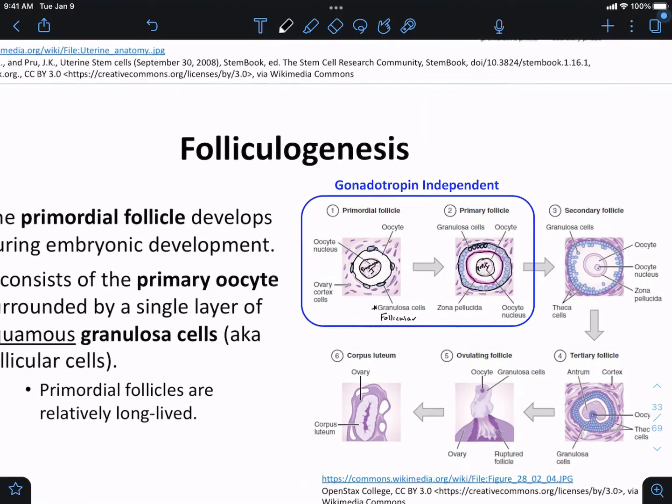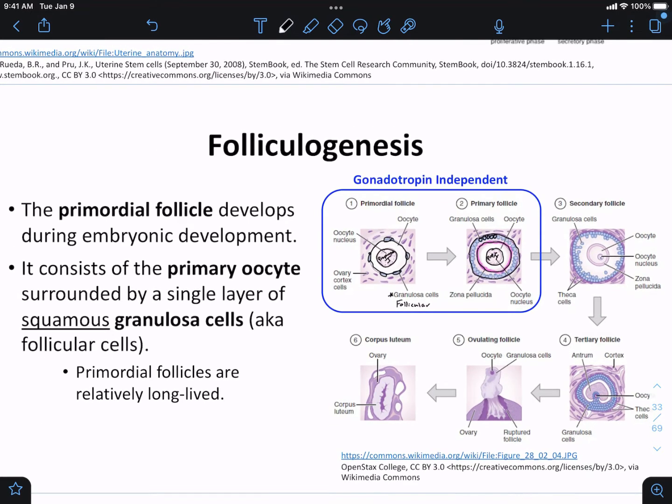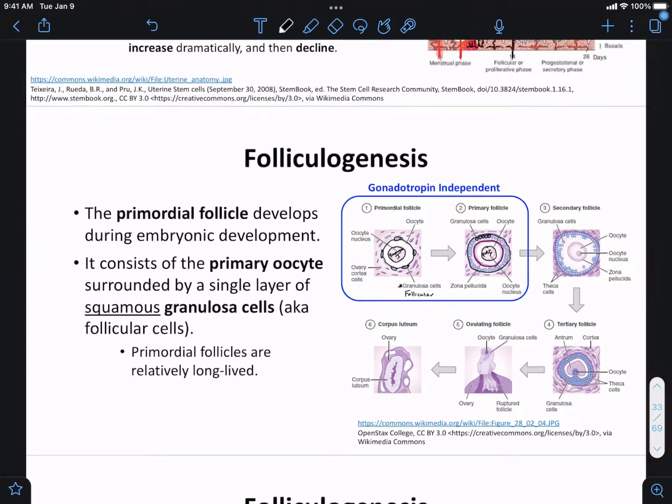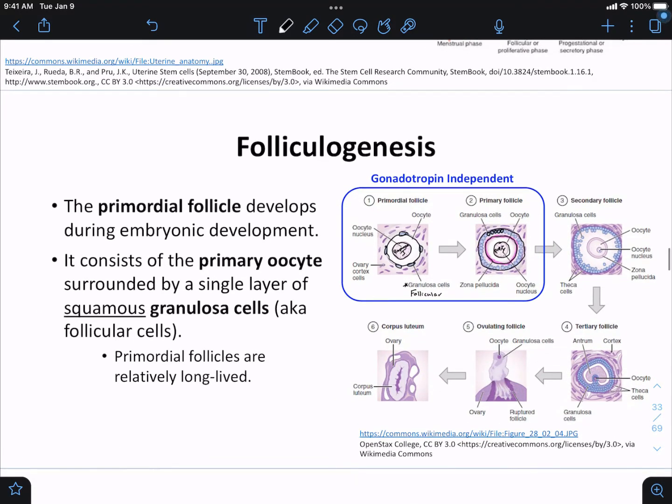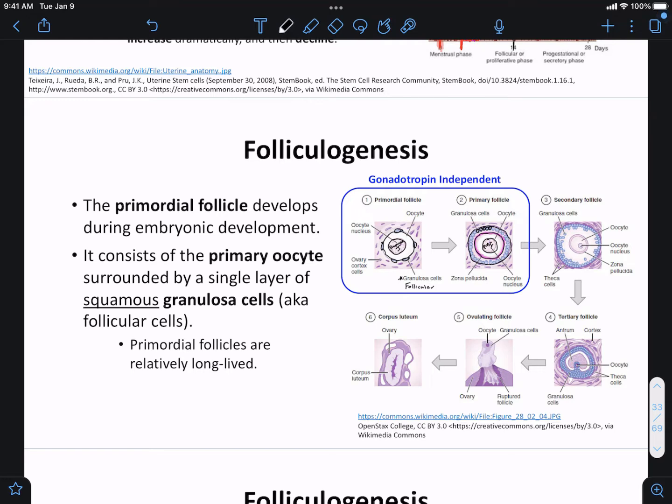Now, importantly, this process is gonadotropin independent. We don't need FSH, we don't need LH. Remember, those are the gonadotropins. We don't need GnRH. These primordial follicles are relatively long-lived. Remember, we're going to have these primordial follicles and primary follicles that will live until puberty.